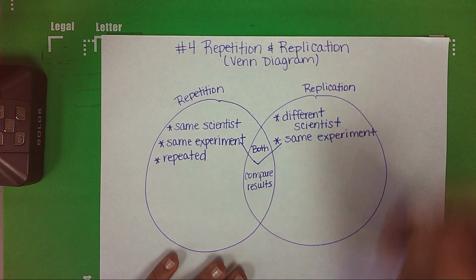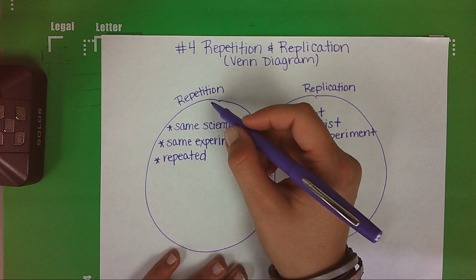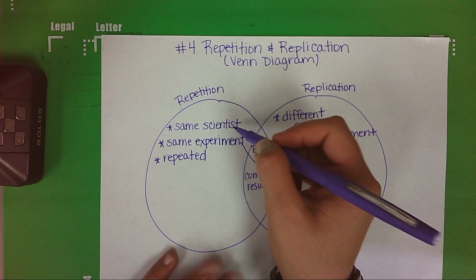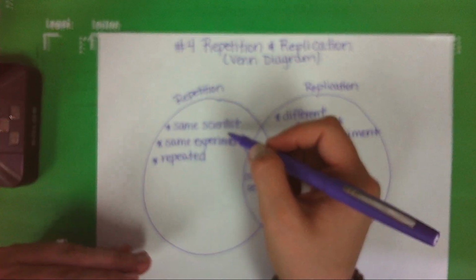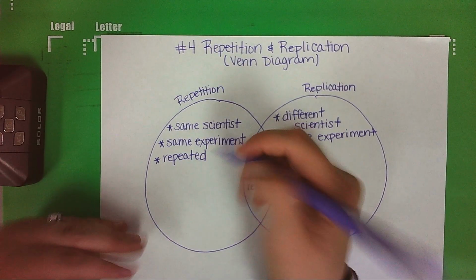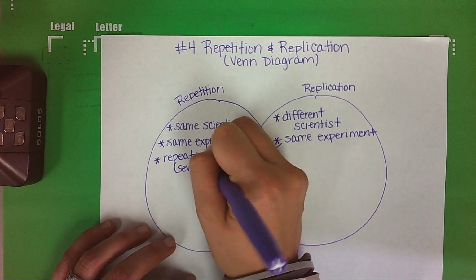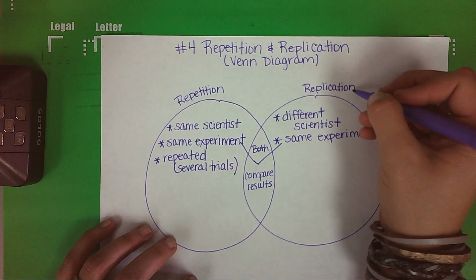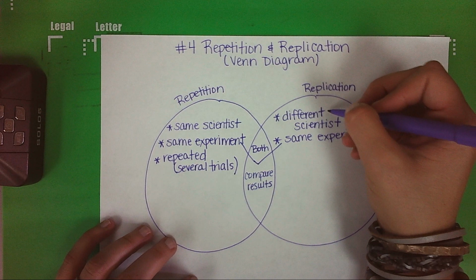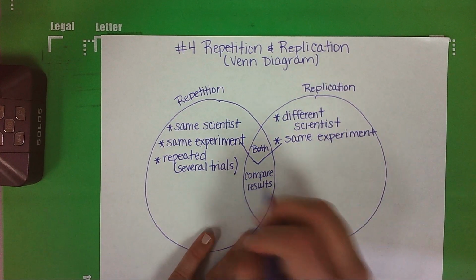Replication is a different scientist doing the same experiment. Repetition is the same scientist. So if I were doing an experiment, let's say I did a Skittles experiment and I did several trials. Okay, so let's add here several trials. Alright, then replication would be you doing the Skittles experiment and then we would compare our results.